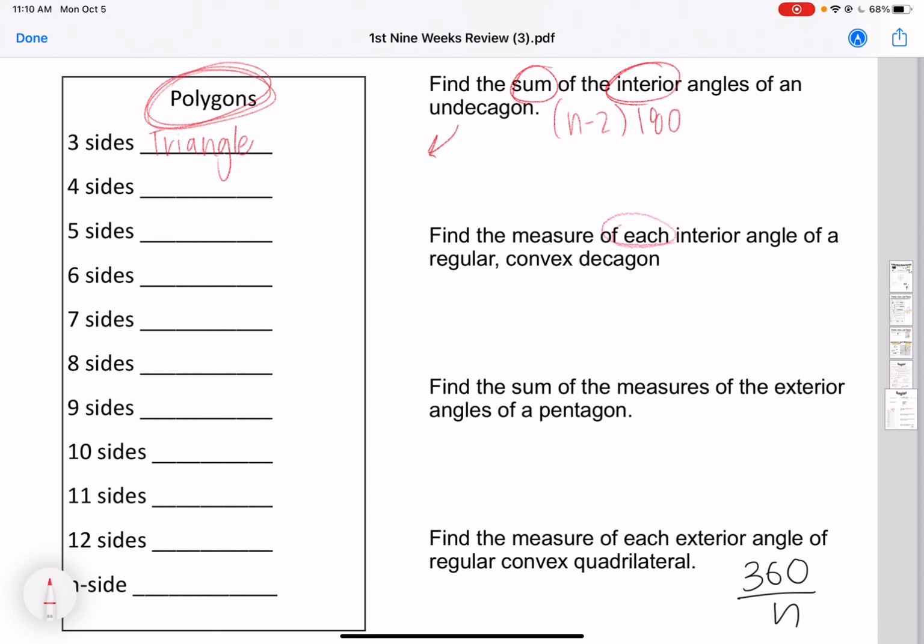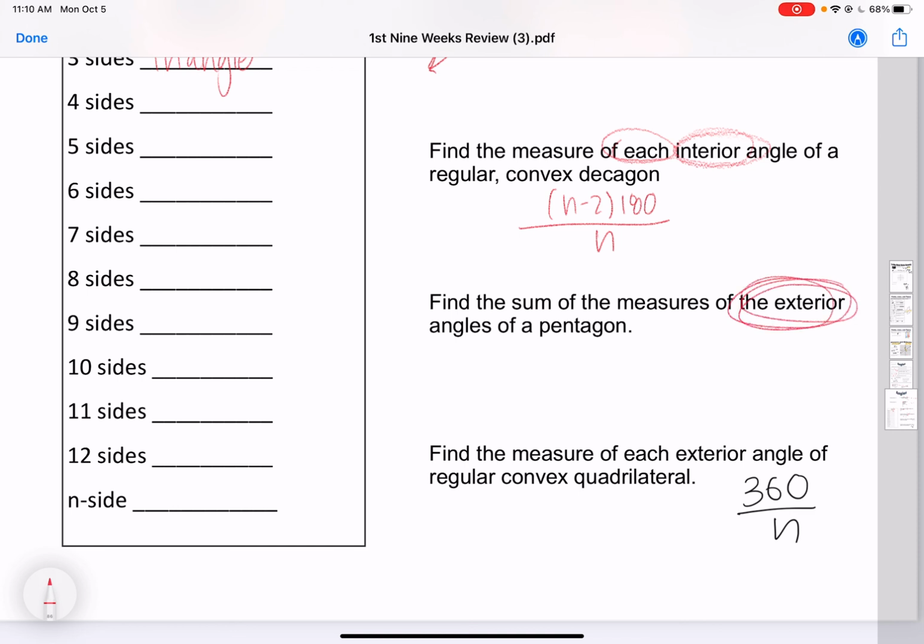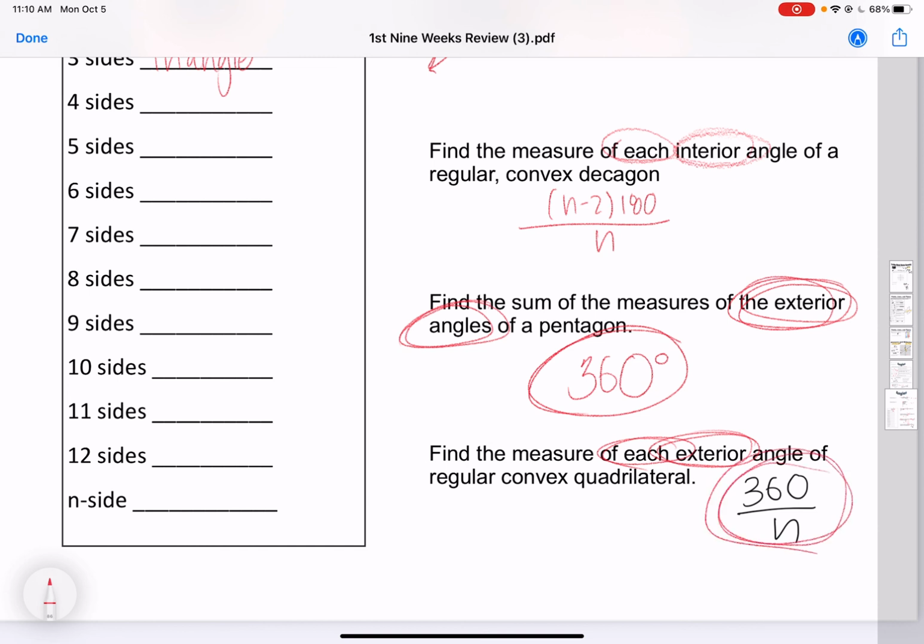Find the measure of each interior angle. So it's the same thing, n minus 2 times 180, but it's going to take one step further and divide by the number of sides. The sum of the measure of the exterior angles are always 360. I gave you an answer. And then find the measure of each exterior. Each exterior, you're going to take 360 and divide it by n, the number of sides. So if it's a quadrilateral, you're dividing it by 4.